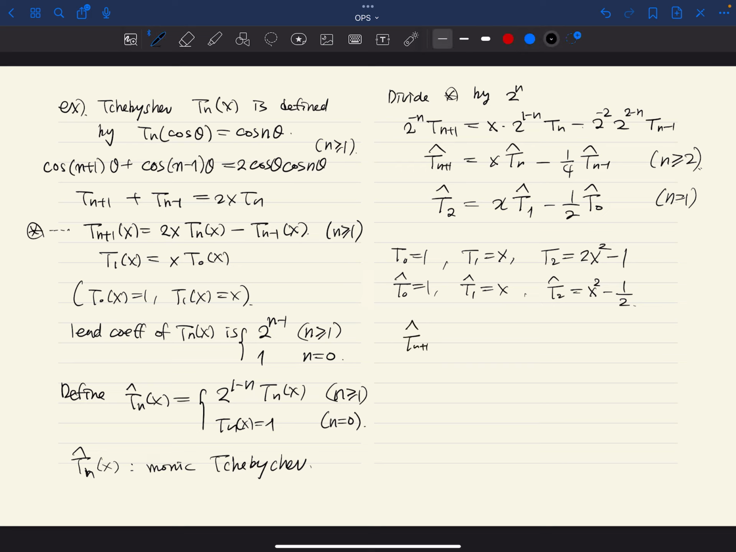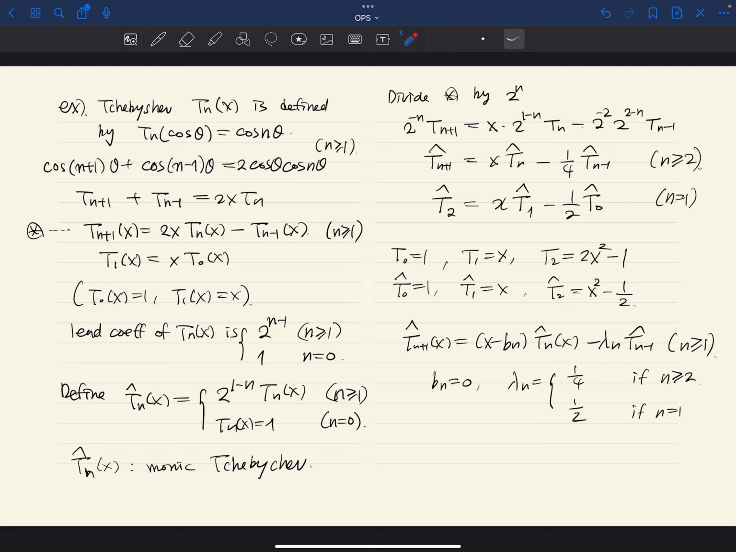So t hat n plus 1 of x equals x minus bn, tn hat minus lambda n, t hat n minus 1 for n greater than or equal to 1, where b is always 0, lambda n is 1 over 2 if n equals 1, and 1 over 4 if n is greater than or equal to 2. So you can find the three-term recurrence like this. The recurrence coefficients can be computed like this. So even if the original recurrence is for non-monic polynomials, you can make them monic, and then you can obtain a recurrence like this.